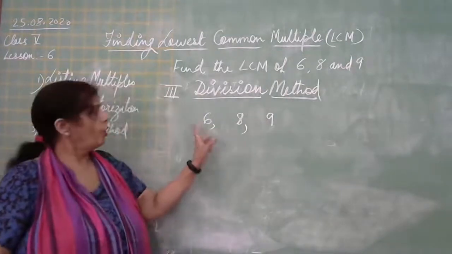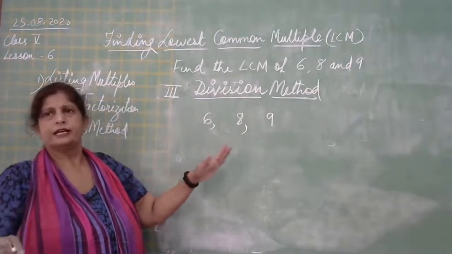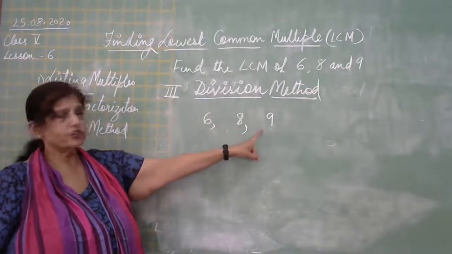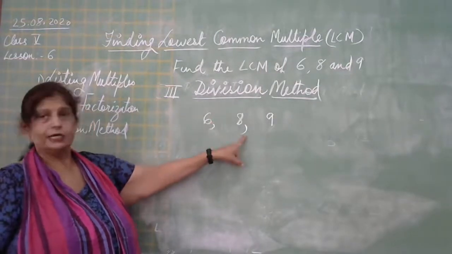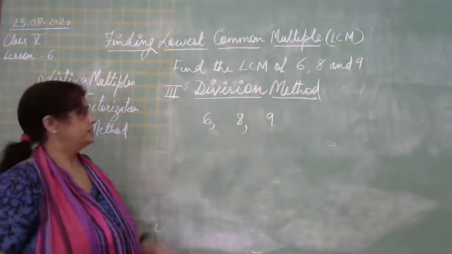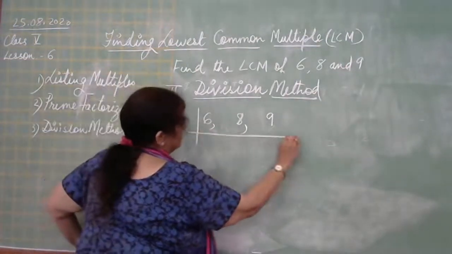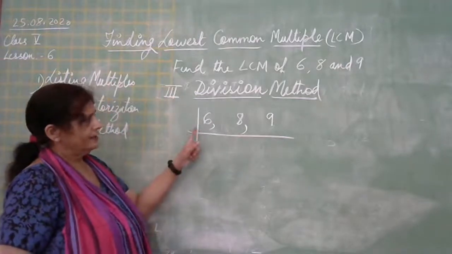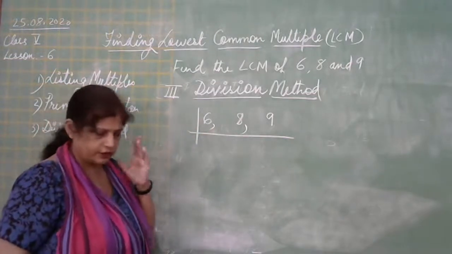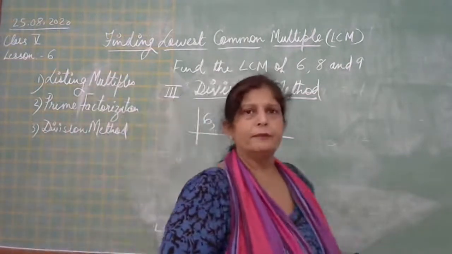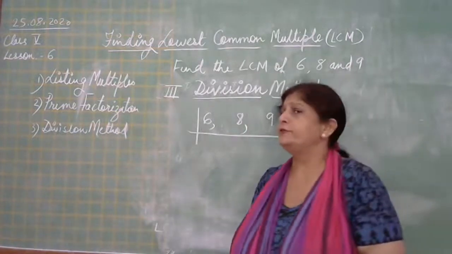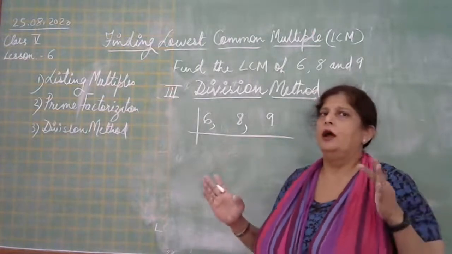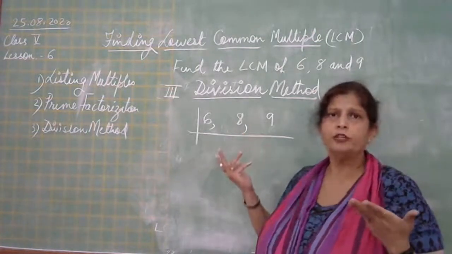You will write all the three numbers or whatever numbers are given to you. You will write all the numbers in a straight line, in a horizontal line, right? Using commas. Okay? And then you will draw these two lines. Clear? Now, next step is that you have to find or think about a suitable prime number, which will divide at least two of them. At least two of them. So, we have to think about that.